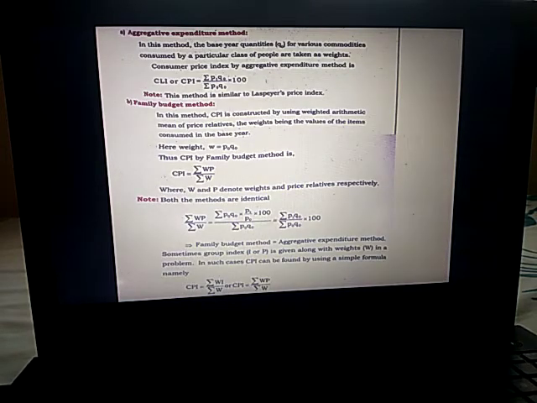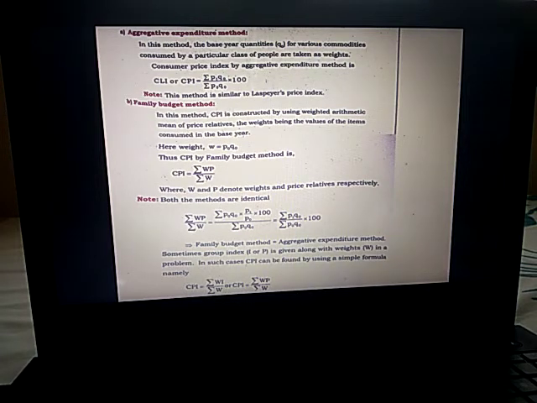In the aggregative expenditure method, the base year quantity, that is Q naught, for various commodities consumed by a particular class of people is taken as weights. So the consumer price index by the aggregative expenditure method is summation P1 Q naught divided by summation P naught Q naught, into 100. We see here the base year quantity is taken as weight. Note, this method is similar to Laspeyres price index.